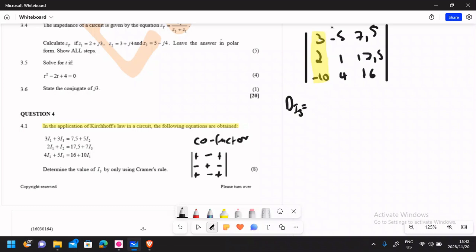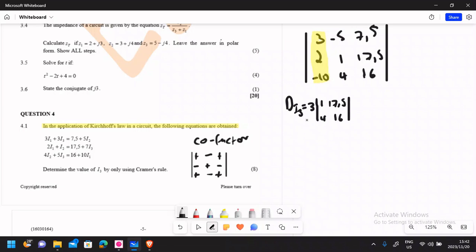Now let's start. If we take 3 as a minor, remember we have to take 3 as a minor. So if you take 3 as a minor, you see what you're going to be left with here. You're going to be left with 1, 17.5, 4, and 16, and the cofactor here is going to be positive. So when we write this, it's going to be 3, and then let's look at what we're left with here. We're going to be left with 1, and then we have 17.5, and then we have 4, and we have 16. There we go.